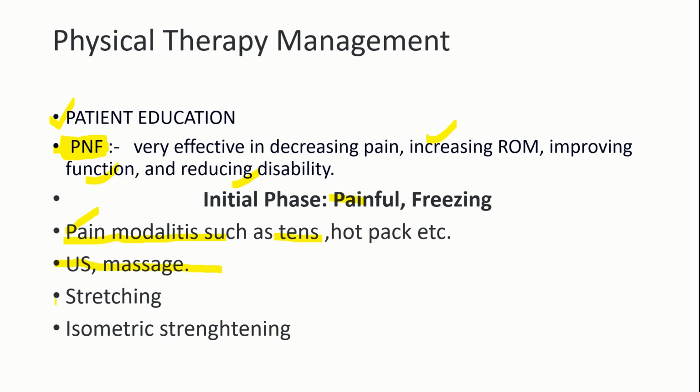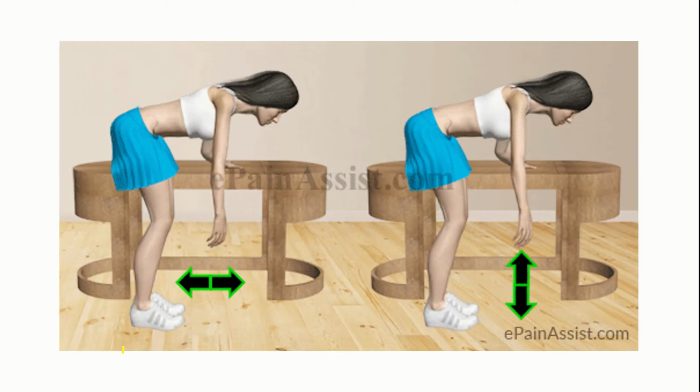Stretching exercises are very helpful, because in adhesive capsulitis, the capsule develops adhesions and fibrosis. So stretching of the capsule, stretching of the joint is important. So yes, it is very important for the management of frozen shoulder. Then the isometric strengthening of the muscles of the shoulder girdle. For the strengthening, we suggest isometric exercises, because in the initial stage the patient complains of pain.